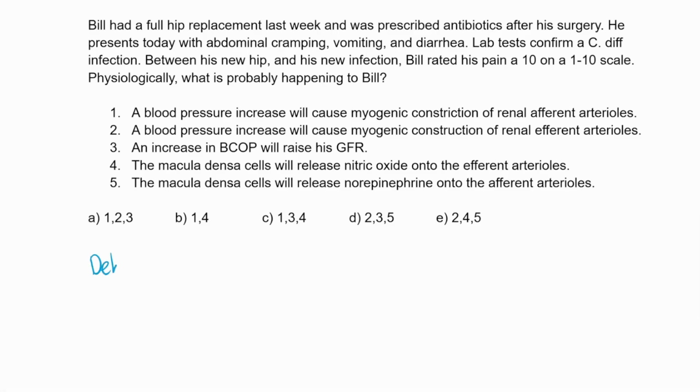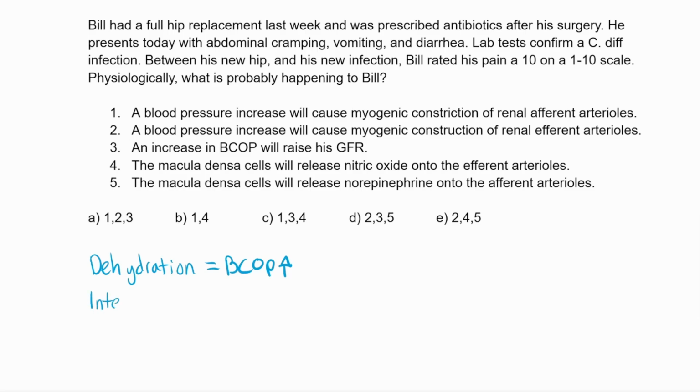Dehydration will lower the ratio of water to solutes in his blood, thus increasing his BCOP. Remember, BCOP is the amount of pressure that water wants to enter the blood vessel because of the solutes in the blood vessel. In this case, we're taking away water and thus increasing that ratio.